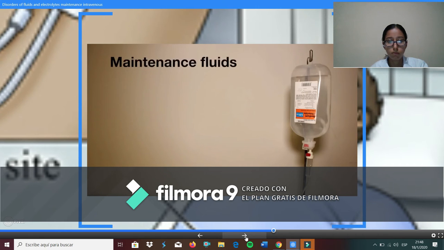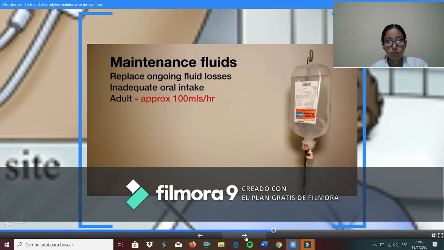Maintenance fluids are used to replace ongoing fluid losses in patients unable to maintain adequate oral intake. There are specific formulae for estimating the maintenance fluid requirements based on patient weight. A typical adult of about 60 to 70 kilograms will require approximately 100 millilitres per hour, i.e. 2.4 litres over 24 hours, to maintain hydration. The patient will require more if there are ongoing additional losses, such as vomiting, diarrhea, or increased stoma output.